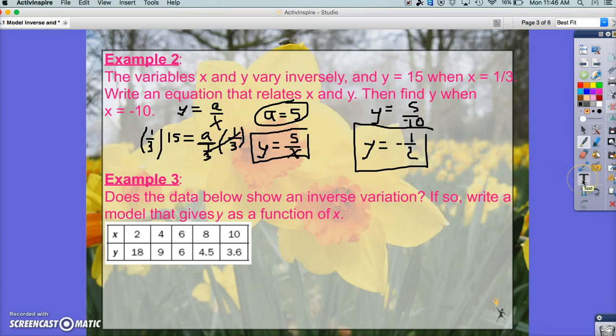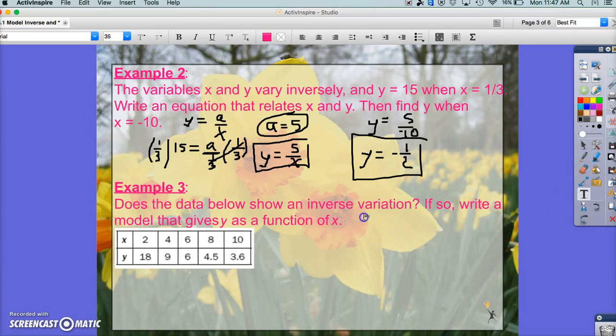Now, example 3. Does the data below show an inverse variation? If so, write a model that gives y as a function of x. So, just to give you a little heads up here, I might write this over here. I want to show you what I do for this. Direct, inverse.